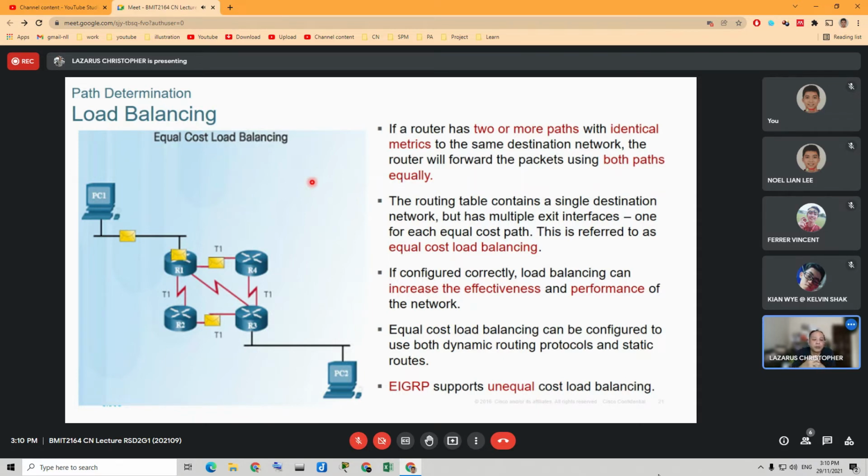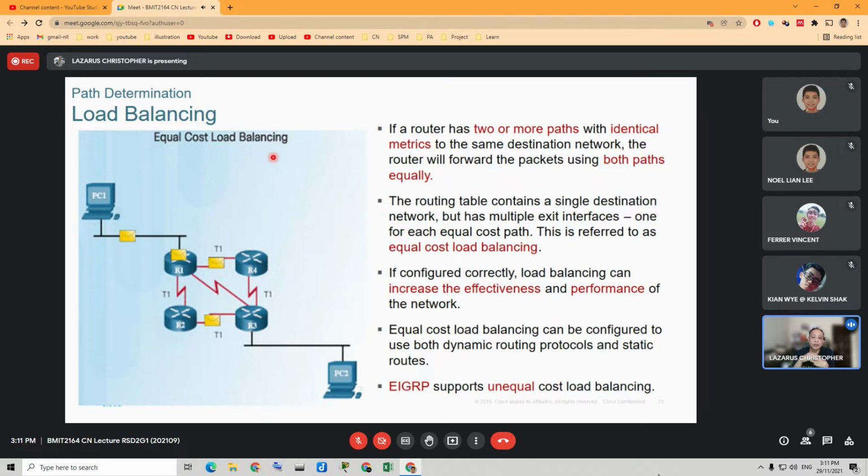But there are situations where we want to be able to use both. If we use both, part of the traffic goes via one path and part of the traffic goes via the other path. This is what we call load balancing. If a router has two or more paths with identical metrics to the same destination network, the router will forward the packets using both paths equally. So this is called equal cost load balancing.